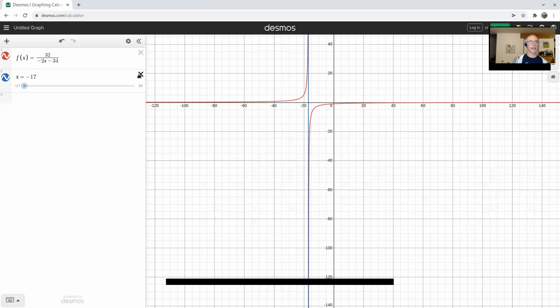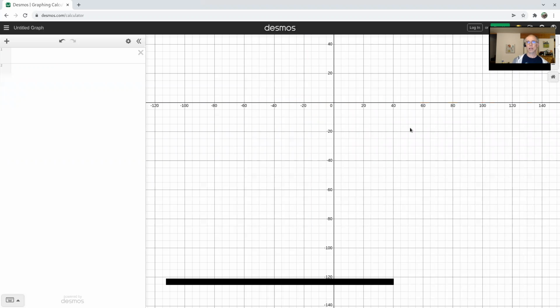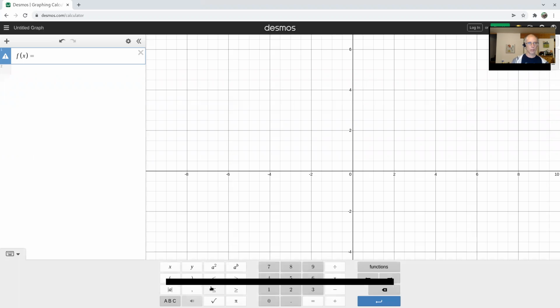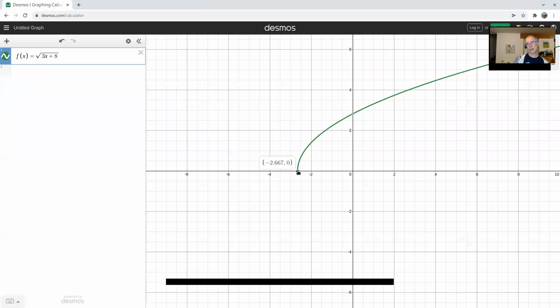What's the graph of this thing look like? Let's just clear out that mess and zoom back to the home screen. And we want f of x equals the square root of 3x plus 8. What we should find is right here, -2.6666, they're rounding it to -2.667. That's my -2 2/3, my -8/3 that this function starts at and then heads to the right forever. So the graph just verified what I calculated.